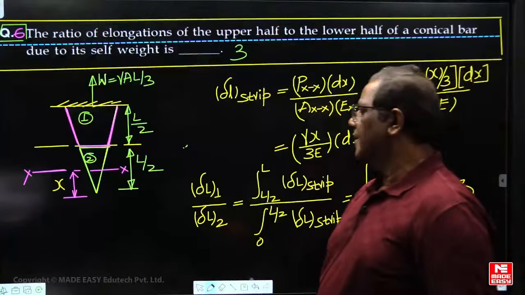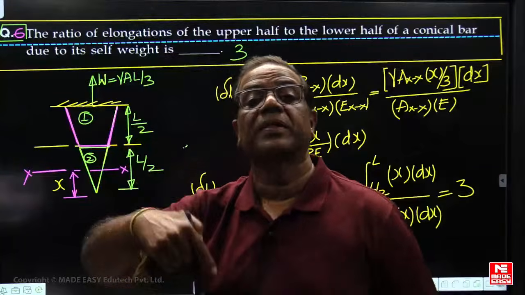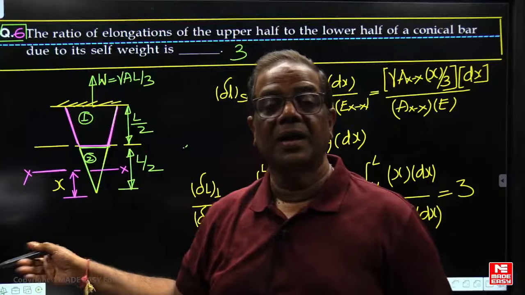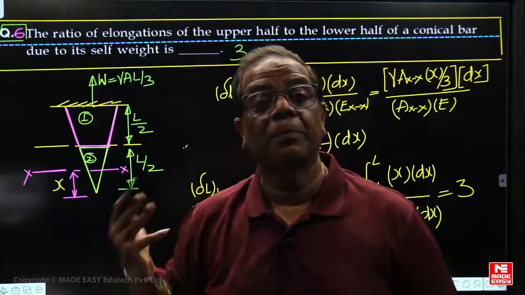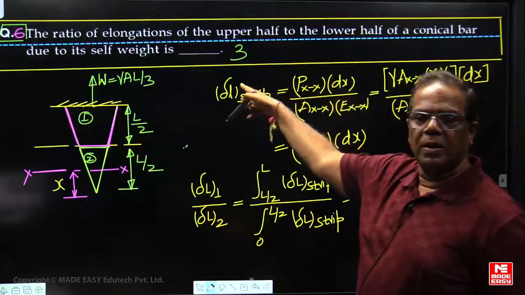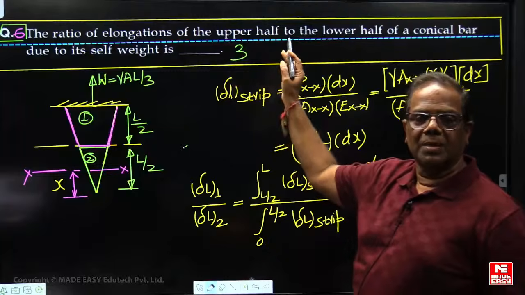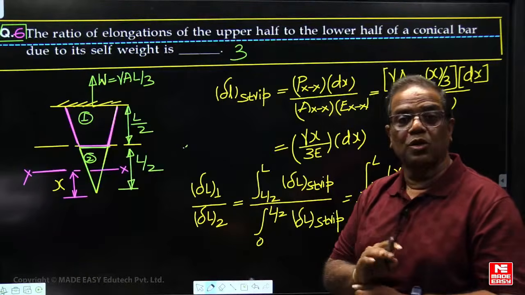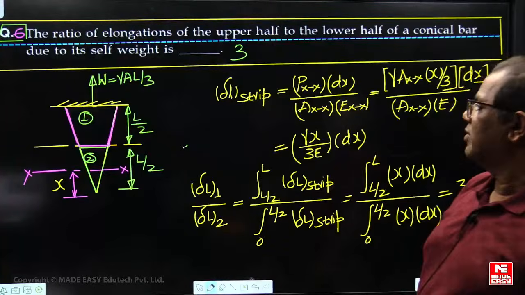The answer is 3. And even if the same question is given with a prismatic bar, answer is same. I have done with a conical bar. In place of conical bar, even if it is given prismatic bar, answer is same now. So this 3 is valid for both conical bar and prismatic bar. Conical bar और prismatic bar, दोनों के लिए आंसर सेम है. So answer is 3 for this question now.